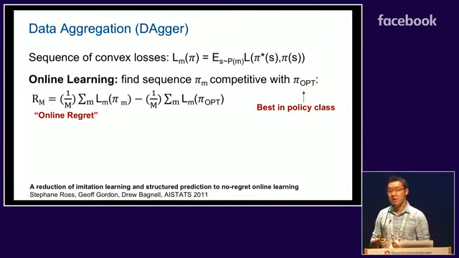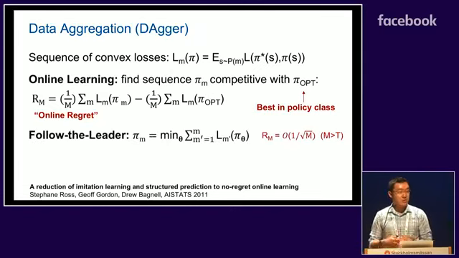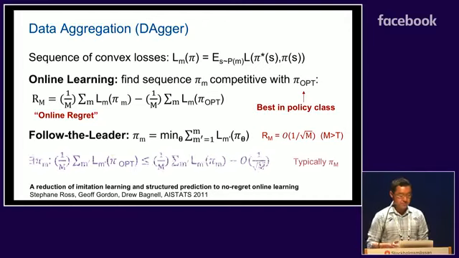There are a number of online learning algorithms that one can invoke that are called no regret. One of them is called follow the leader, which basically is the data aggregation algorithm I presented in the previous slide, where you find the pi that minimizes all the loss functions you've seen so far, which is basically the union of all the distributions we've seen so far. And this has regret that is sublinear in capital M, which is the number of rounds of training, which means that we quickly converge to pi sub opt.